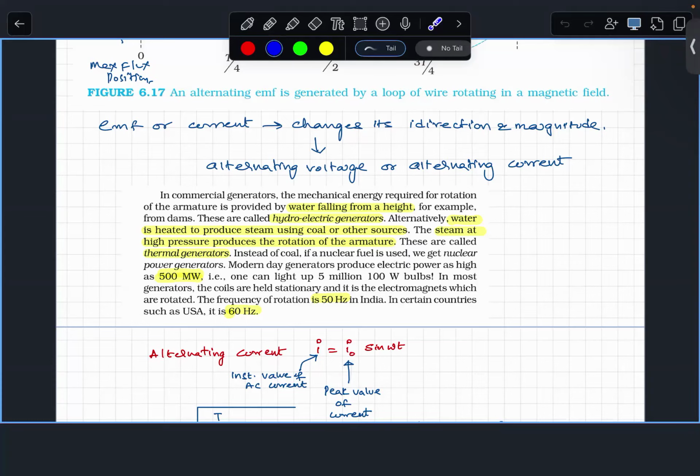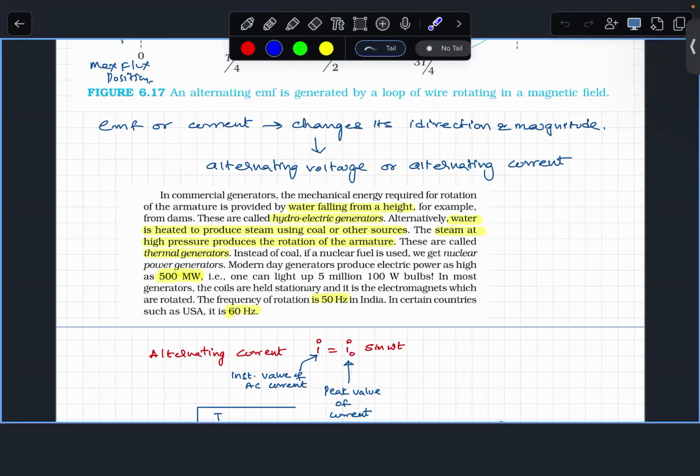Whereas in some areas where water is not available, there are thermal power stations. They will basically burn either gas or coal to heat water, thereby converting it to steam. And that steam goes with high pressure and rotates the turbine. So they are thermally generated power. First one, hydel generated power. Third one, nuclear based. There are reactors.